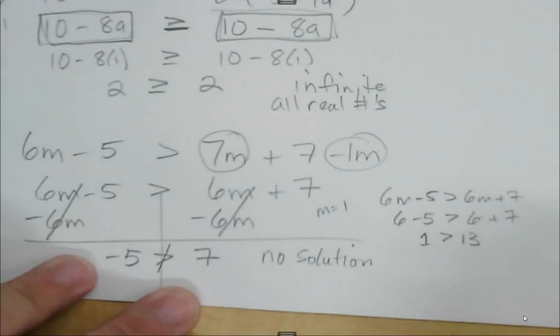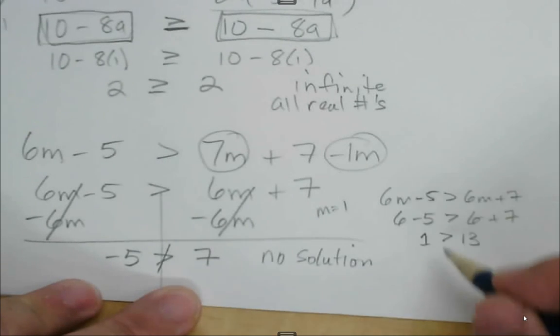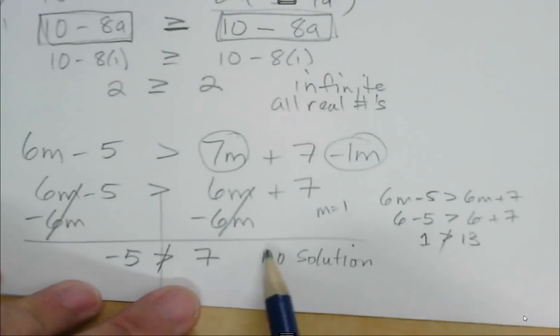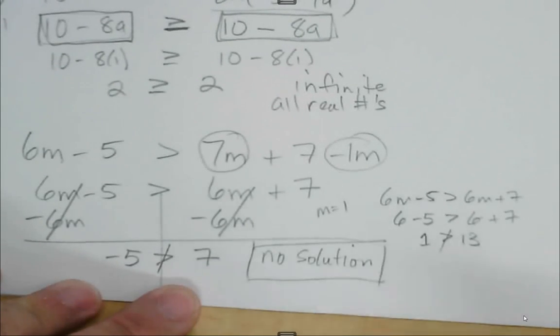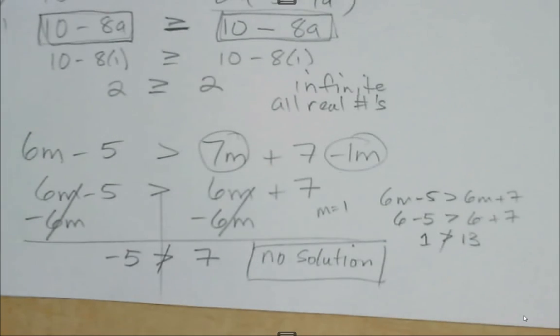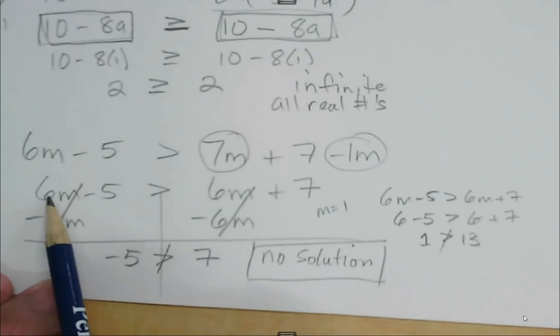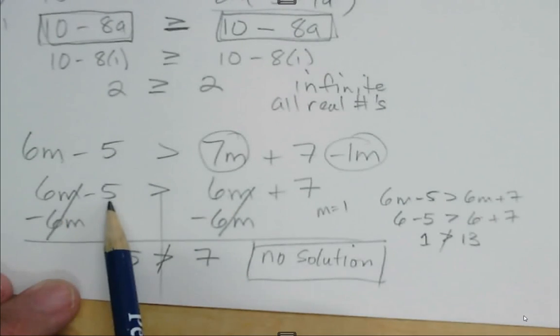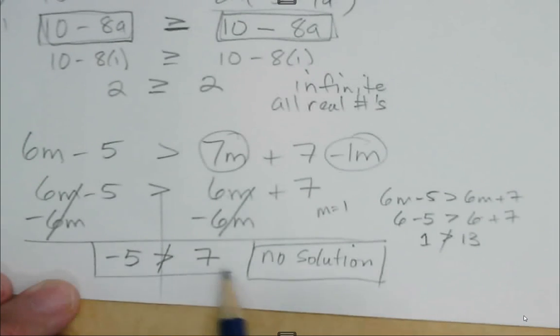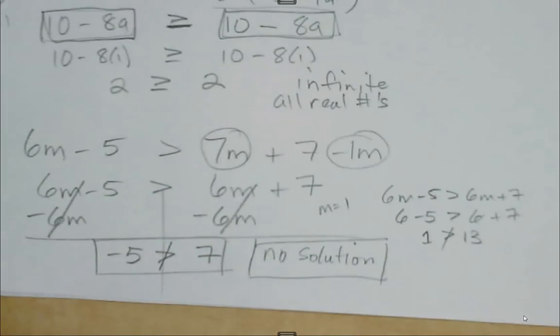Well, is this a true statement? Well, of course not. 1 is not greater than 13. So again, our answer here is no solution. There's no numerical value that we could put in for that variable that would make the statement true. So if you get a situation like this, where everything's the same except that the statement just does not come out to be true, then it is, in fact, no solution.